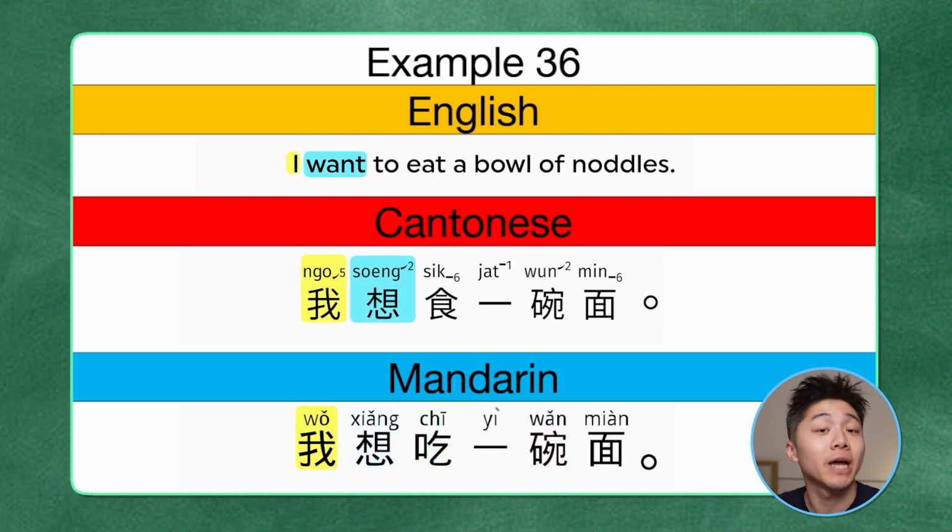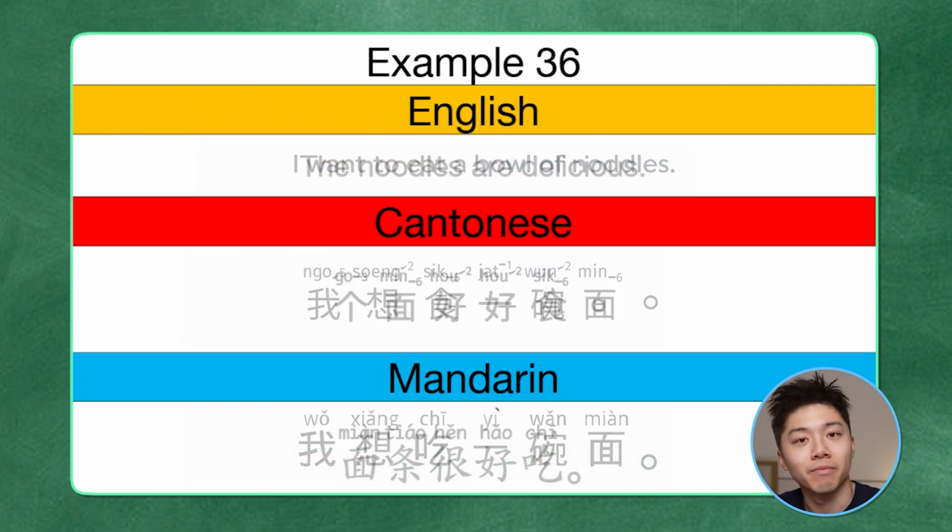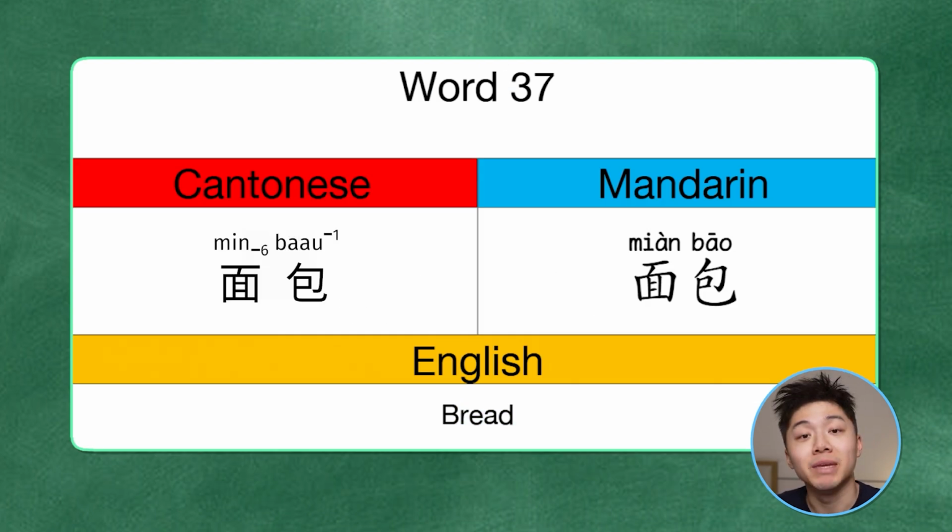So, 我 is I in Mandarin, 我. 想 means to want in Mandarin, 想. 食 means to eat in Mandarin, 吃. And then 一碗 is a bowl in Mandarin, 一碗. 面 means noodles in Mandarin, 面. Next is bread, 面包. 面包 in Cantonese and in Mandarin, 面包. So let's look at an example.